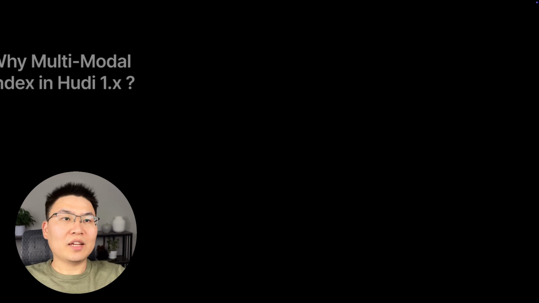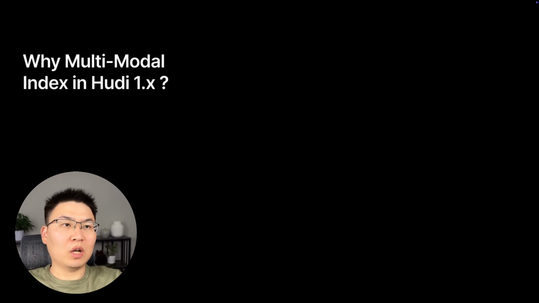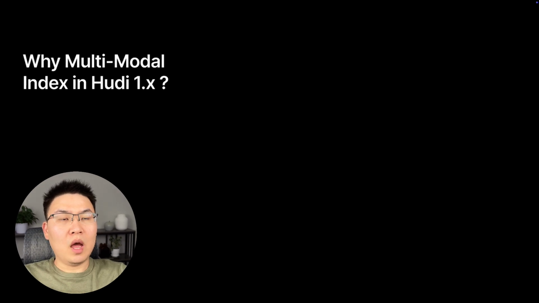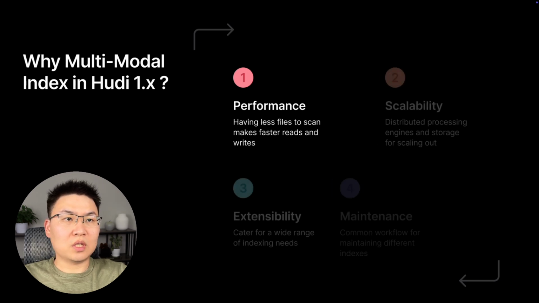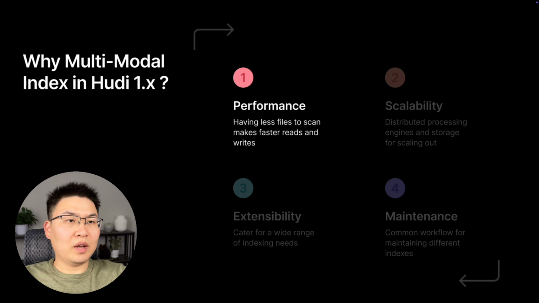We've just had a glimpse of what the Hudi multi-modal index can do. Zooming out to a higher level, why would you use the multi-modal index with Hudi 1.0? The first benefit is obviously to improve performance. This is applicable to both read and write operations. There are other aspects such as scalability, extensibility, and maintenance, where the multi-modal index would also provide great benefits.